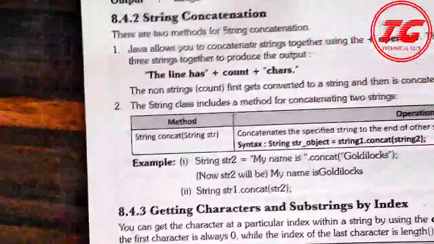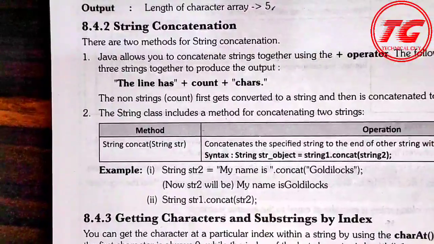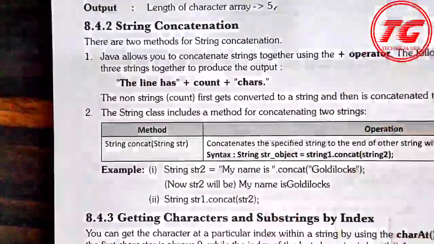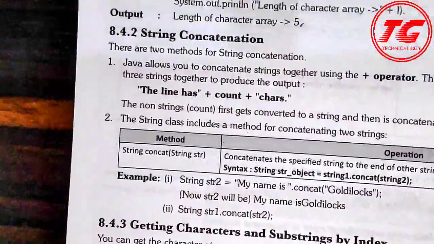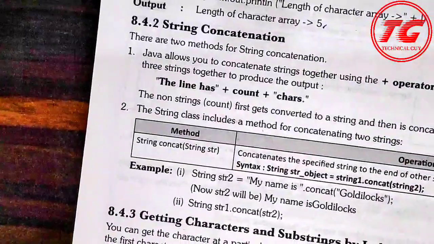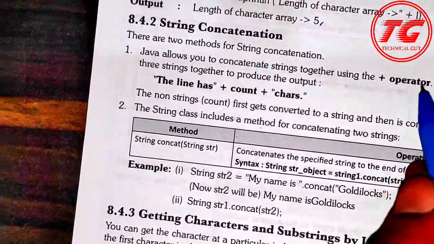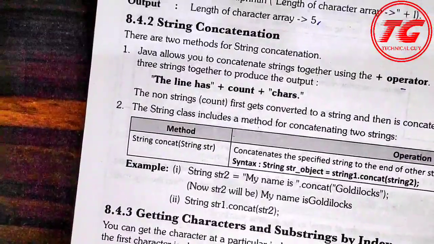Next we have string concatenation. String concatenation means joining two strings. So if you want to join two or more strings, then you can use the concat method or you can use the plus operator to join the strings.